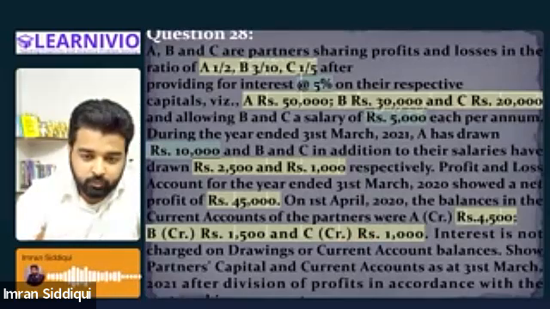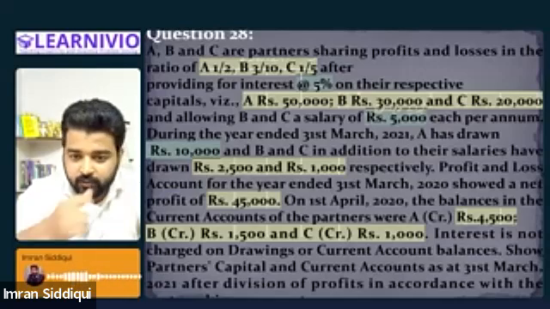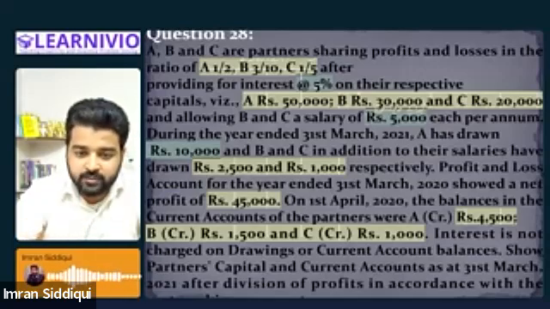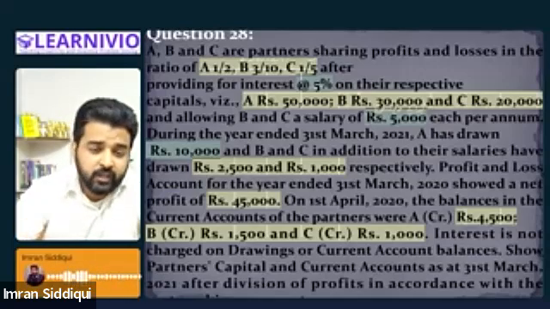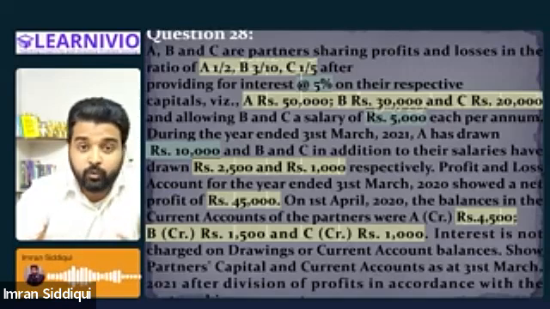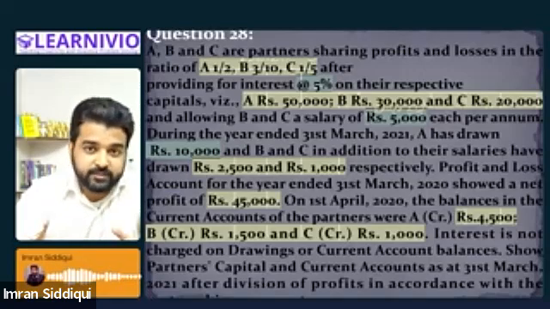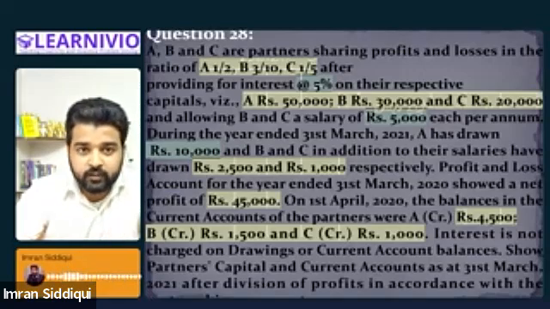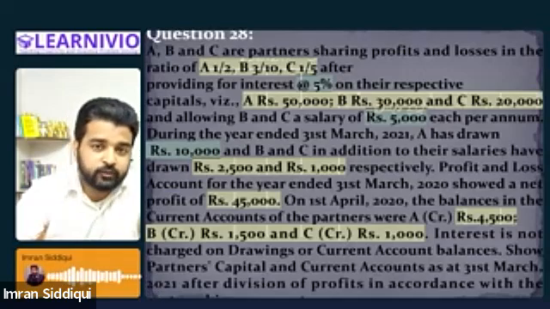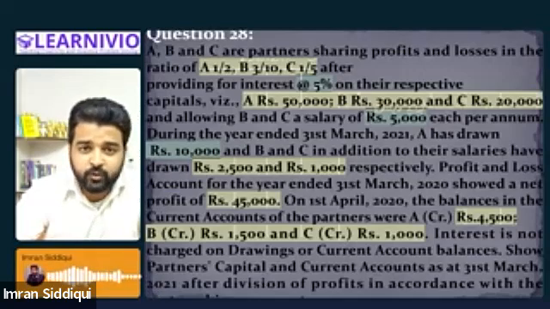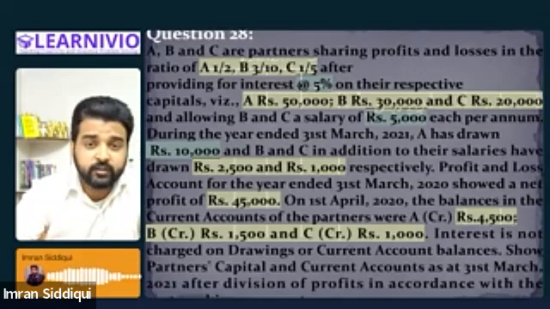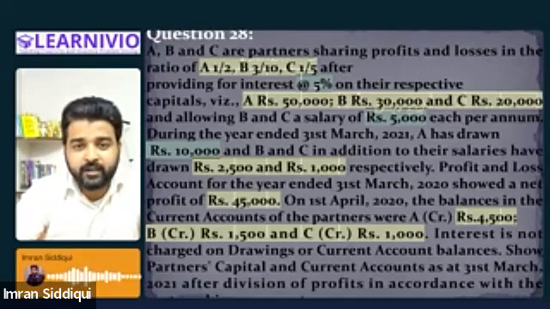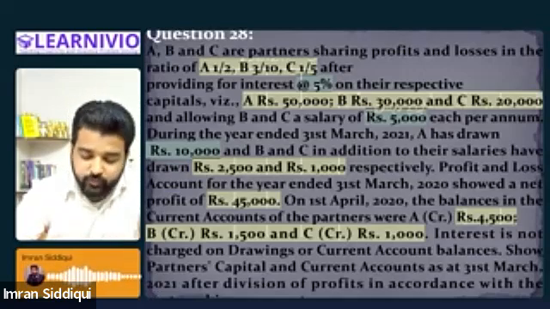We can write down the amount of drawing as well, but see in the question, it says A has drawn 10,000, B and C have drawn 2,500 and 1,000 respectively. But it is nowhere given in the question that this drawing is being made out of capital, right? Since question is silent regarding the source of drawing, we cannot simply presume that it is being made out of capital. We have to presume that it is made out of profit, right? So we don't have to write anything apart from the opening balance.